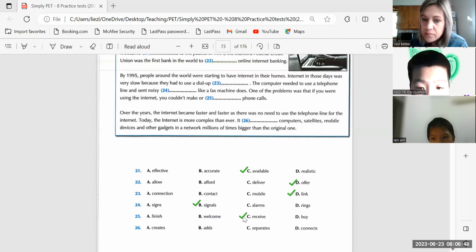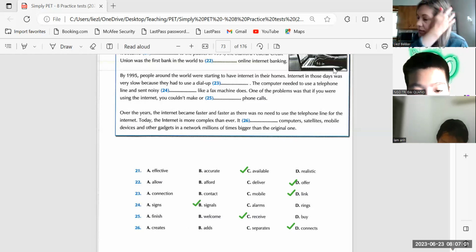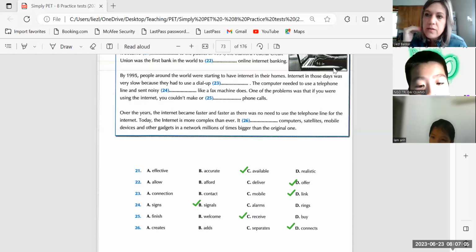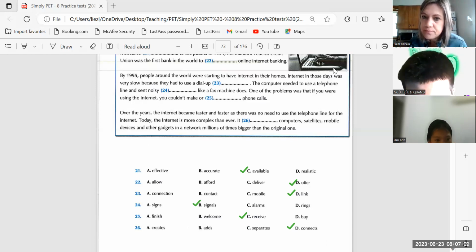It connects computers, satellites, mobile devices, and other gadgets in the network, millions of times bigger than the original one. Good.